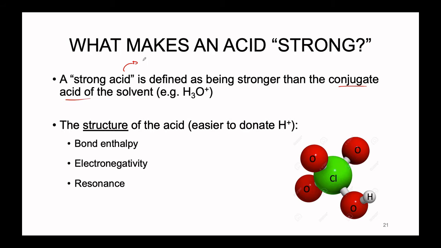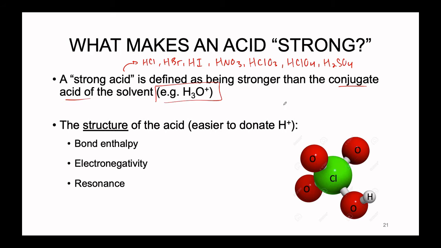If water is our solvent, we are talking about HCl, HBr, HI, HNO3, HClO3, HClO4, and H2SO4. Specifically, the first hydrogen that comes off of H2SO4 is going to be a strong acid. So each of these 7 acids dissociates H plus, or donates H plus to solution more strongly than what H3O plus is able to reversibly react.